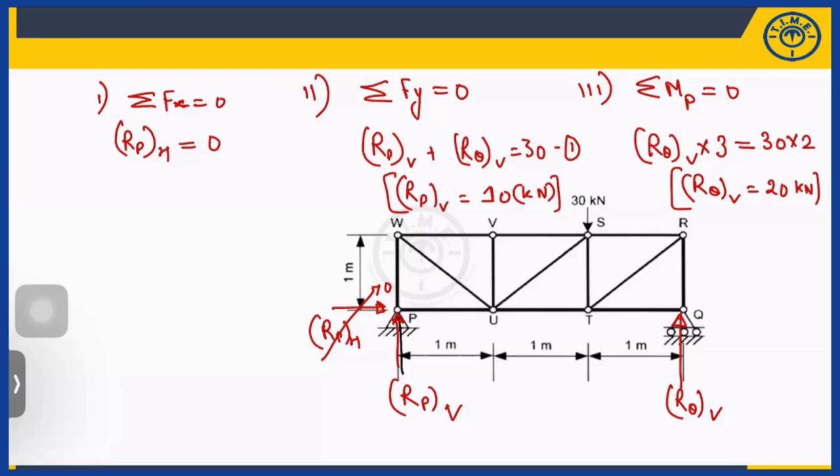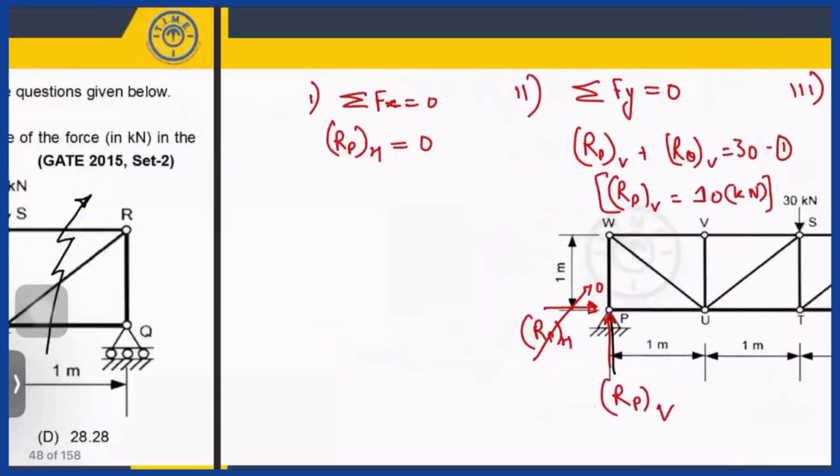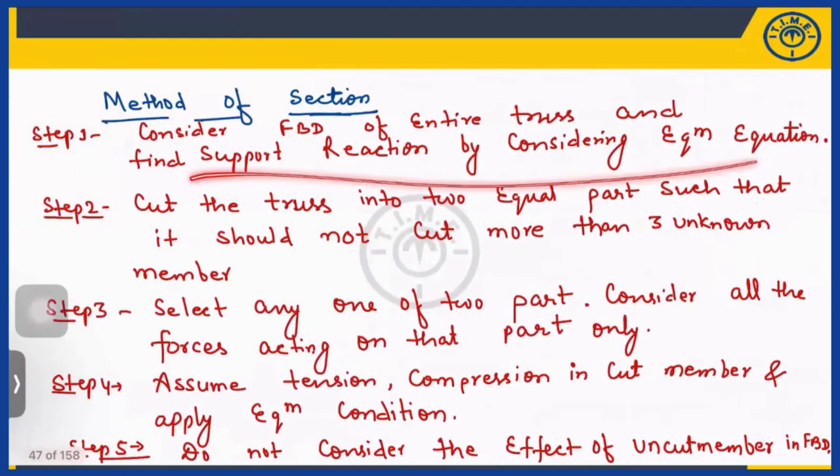Okay. So you calculated the reaction at the P point and the Q point. Now the next thing is how you will calculate the force in this member. The first step we already did. Now you have to cut the truss into two parts. So now I'm cutting the truss into two parts.